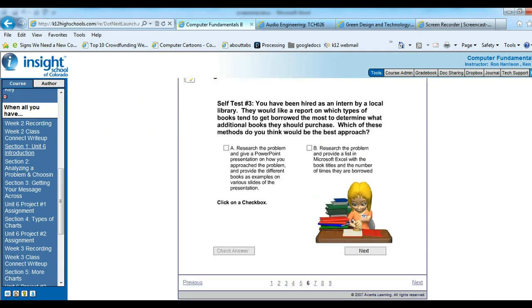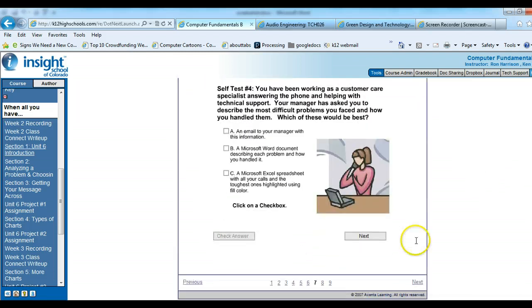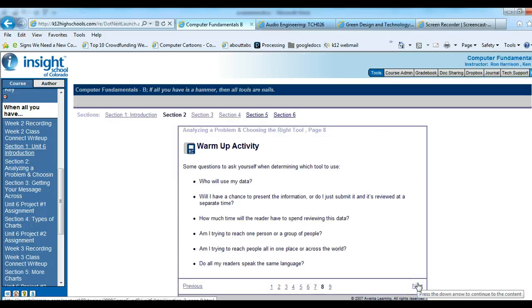Here's another self-test, so go through that, read this, see if you can get the correct answer on it. Another one, these are just little scenarios just to see what you know. And it's a warm-up activity anytime you do work with technology.